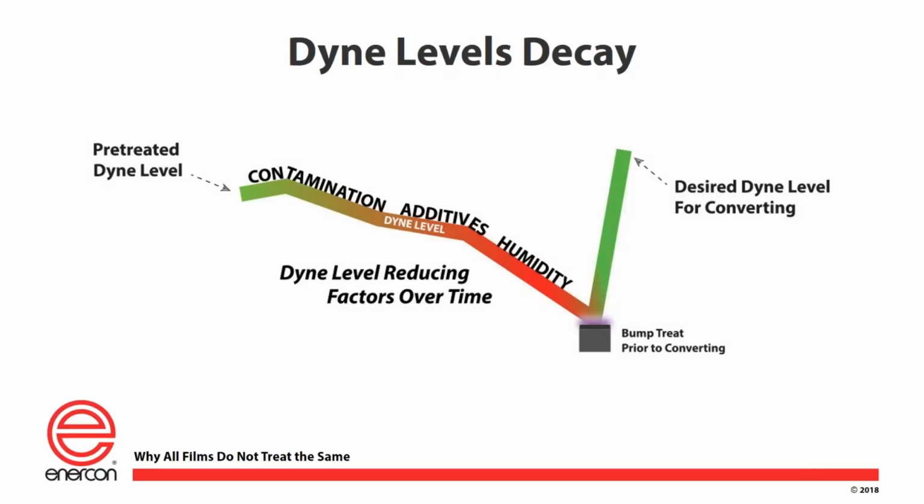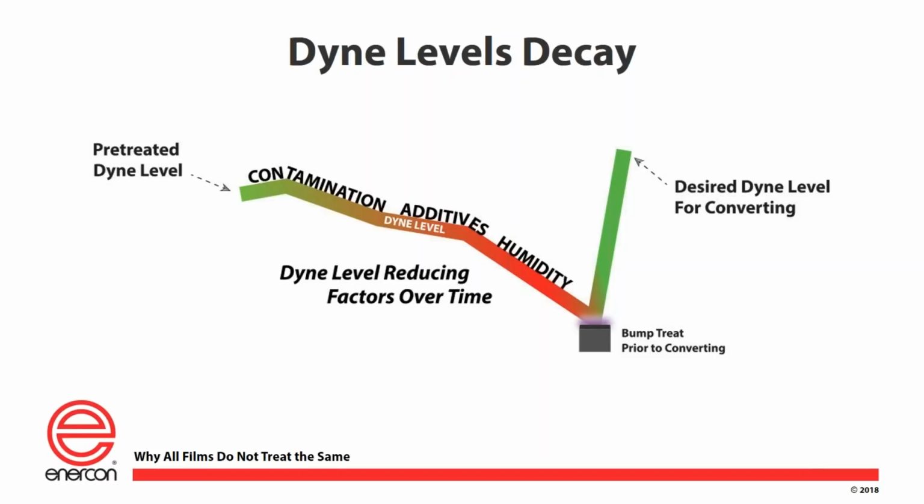And we get this question many times, well, if I buy film from a film supplier and he's corona treating it, why in the world would I need to bump treat this going forward? Why do I need to treat it again? Didn't we treat it the first time? And the answer to that question is yes, they did, and they did a great job. But unfortunately, the surface is dynamic on these films. It's not static. There are all kinds of things that are going on in some of these films as they get stored.